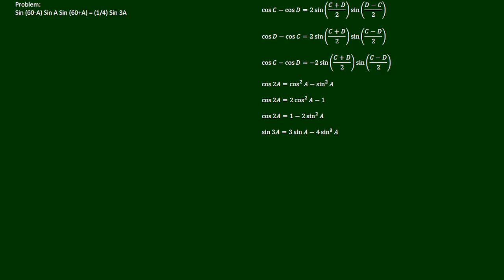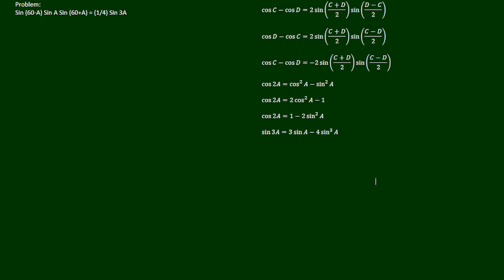Welcome to PyMath. In this problem shown on the screen, we have to prove that sine 60 minus a multiplied by sine a multiplied by sine 60 plus a is equal to 1 by 4 sine 3a.